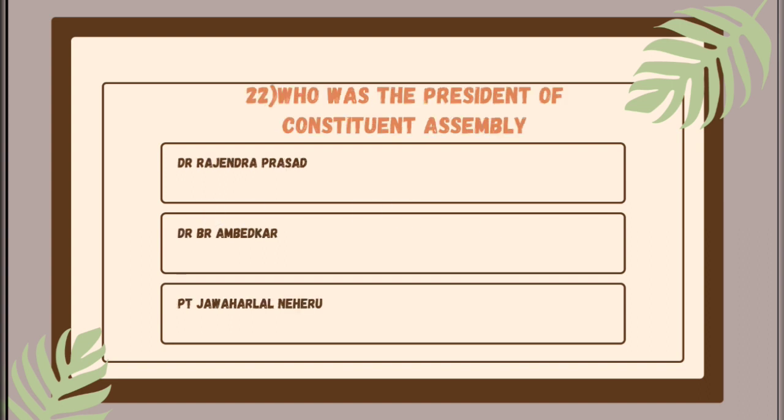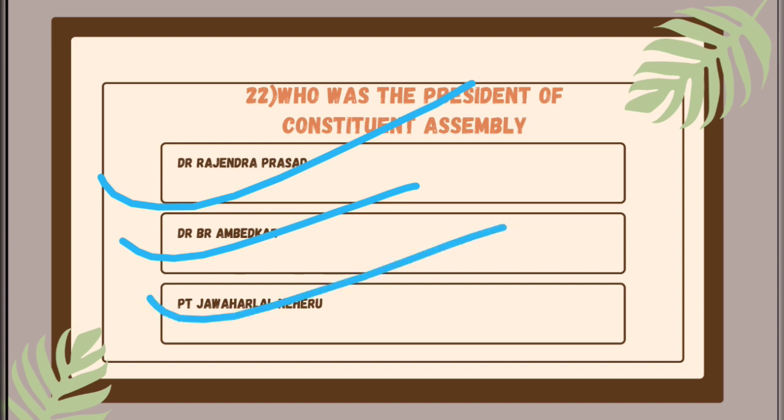And the next and last question of today's session: who was the president of the Constituent Assembly? The options for question number 22 are Dr. Rajendra Prasad, Dr. B.R. Ambedkar, and Pandit Jawaharlal Nehru. The correct answer is Dr. Rajendra Prasad was the president of the Constituent Assembly, Dr. B.R. Ambedkar was the chairman of the drafting committee, and Pandit Jawaharlal Nehru was the first prime minister of India.